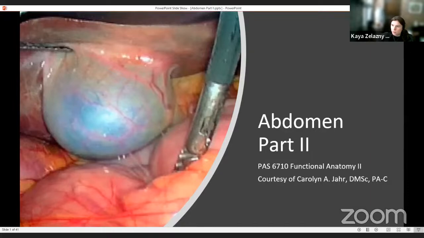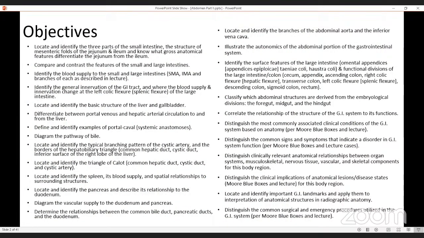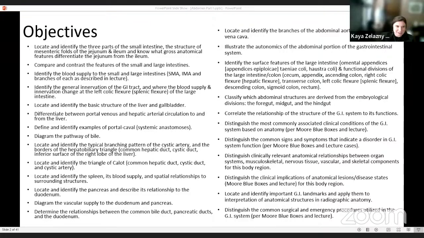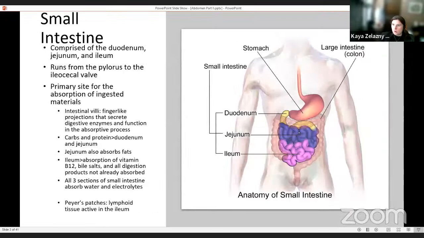Okay, so we are going to continue discussing the abdomen, and primarily today we're going to be discussing the different parts of the intestine. Here are our objectives for today, mainly to do with our small and our large intestine. When we left off, we had discussed how we have our esophagus coming in, we have our stomach, and we had left off essentially at our pylorus, which is where we're beginning today.